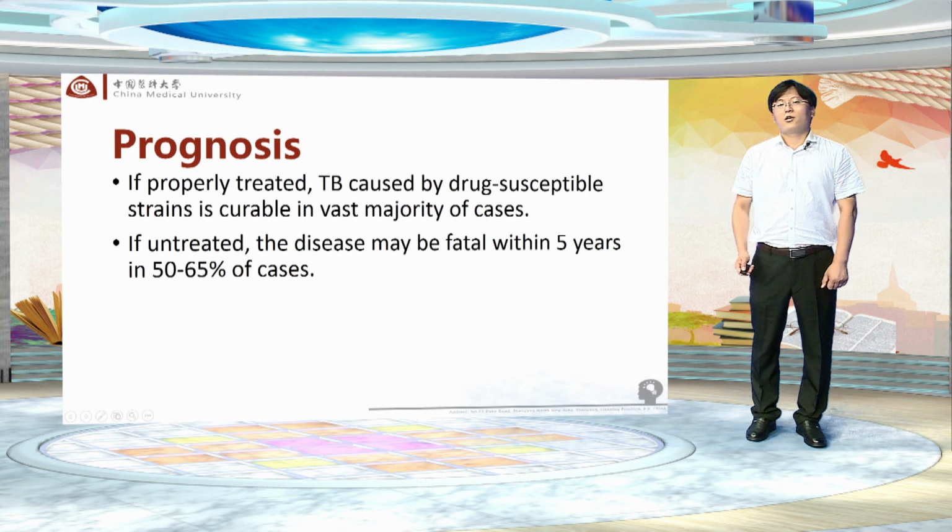Even with proper treatment, TB caused by drug-susceptible strains can be cured in the vast majority of cases. But if untreated, the disease may be fatal within 5 years in up to half of cases. Some patients may develop chronic fibrosis disease, especially those who are not properly treated.